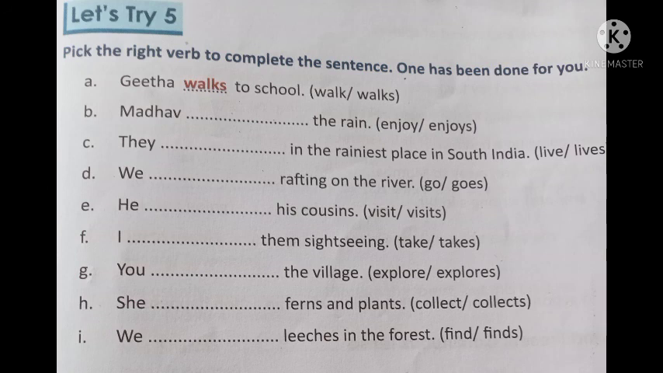The next one is we dash lychees in the forest. The options are find and finds. So recognize the subject. Yes, we is the plural subjective pronoun. So we will use the first form of verb without s form, means जिसमें s नहीं लगा हुआ है. And the correct answer is find.